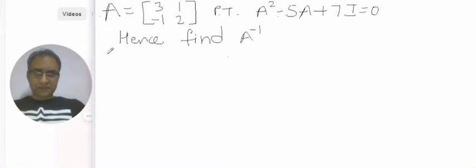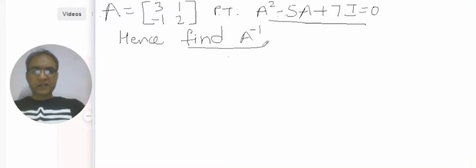Hello students. In the question, a matrix is given, that is A equal to [3, 1; -1, 2]. We have to prove that A square minus 5A plus 7I equal to 0, and hence find A inverse.